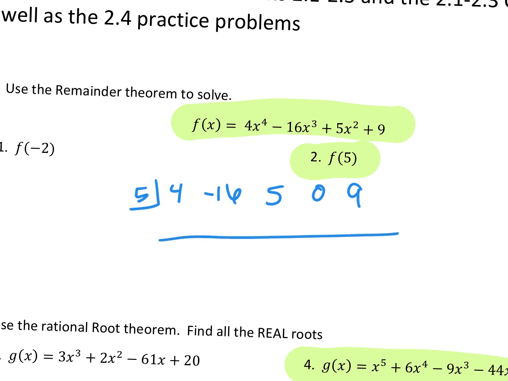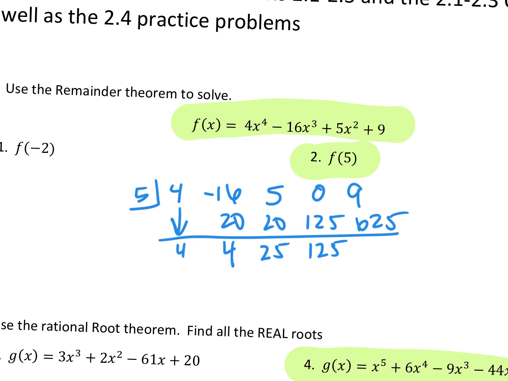And this is really simple now. I bring down my first term, 4. I multiply to the corner, and I add down. So 5 times 4 is 20. What's negative 16 and 20? 4. 4 times 5 is 20. 20 and 5 is 25. 25 times 5 is 125. 0 and 125 is 125. What's 125 times 5? 625. And then what's 625 plus 9?